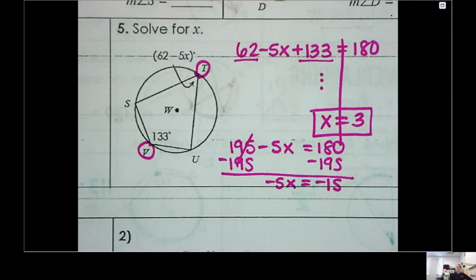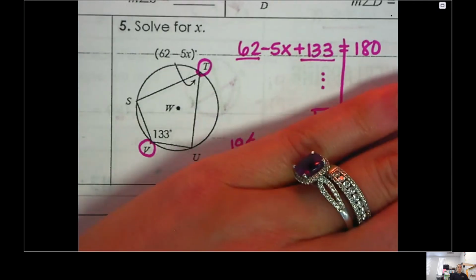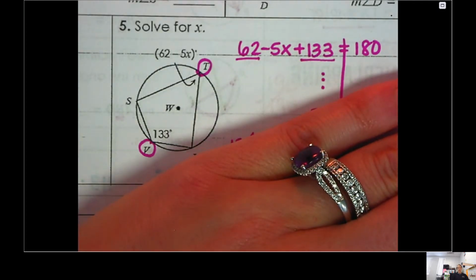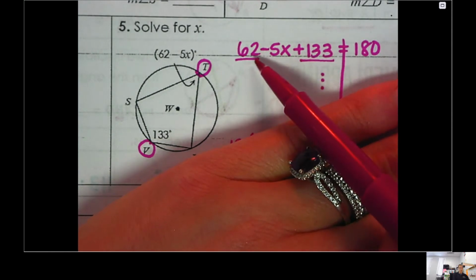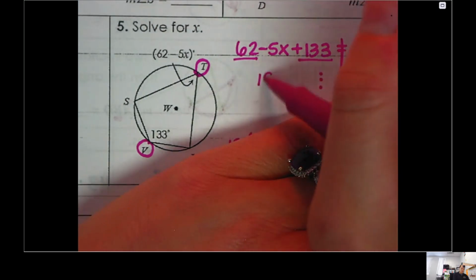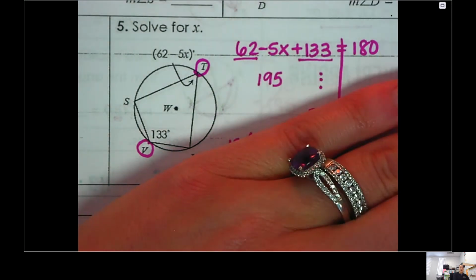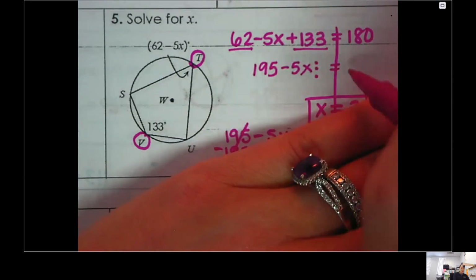Where did you get something different? Are we cool with the beginning? Yeah. Okay. So from here, you're just combining like terms, right? So 133 and 62 gives you 195. So I brought that down. And I've got the minus 5x, so I also brought that down. And now are you good?